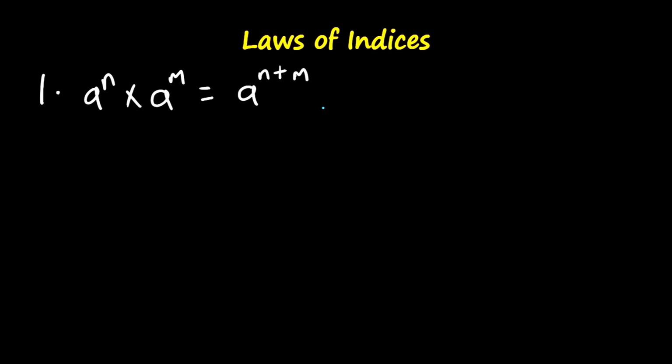For example, if you have 5 raised to power 2 and you want to multiply that by 5 raised to power 1, what you'll do is take the common base, which is 5, and raise it to the sum of the powers of those two numbers. So that will be 5 raised to power 2 plus 1, which will be 5 raised to power 3, which if you simplify, you'll get to be 125.